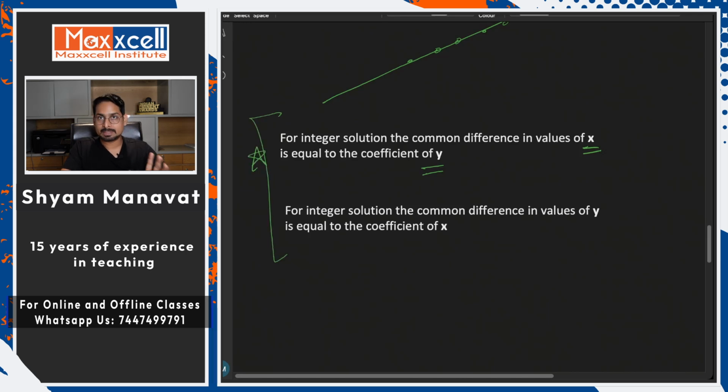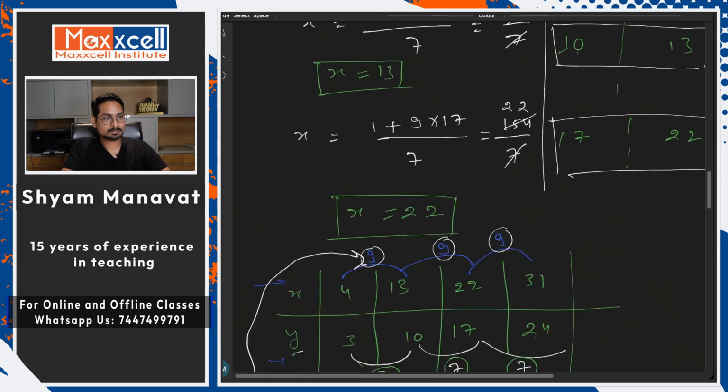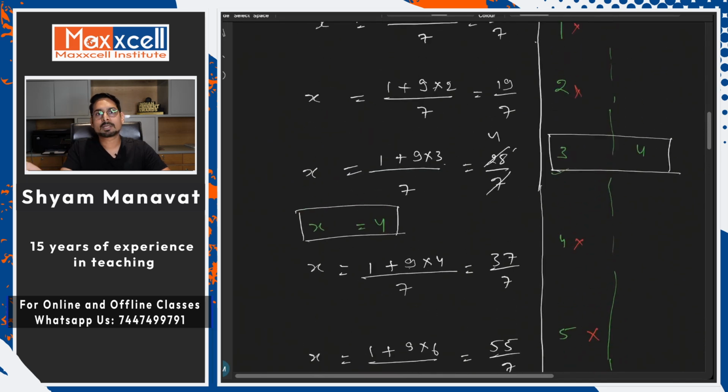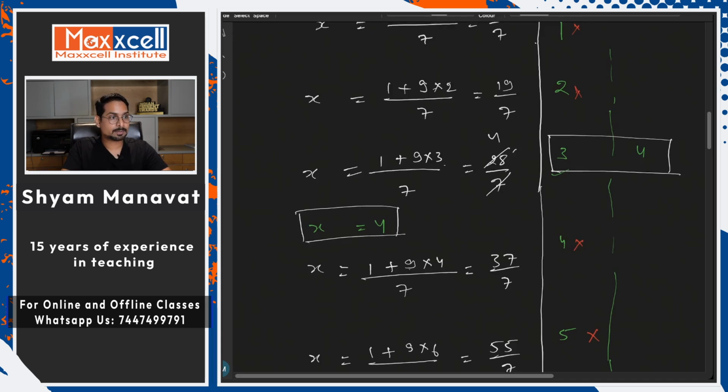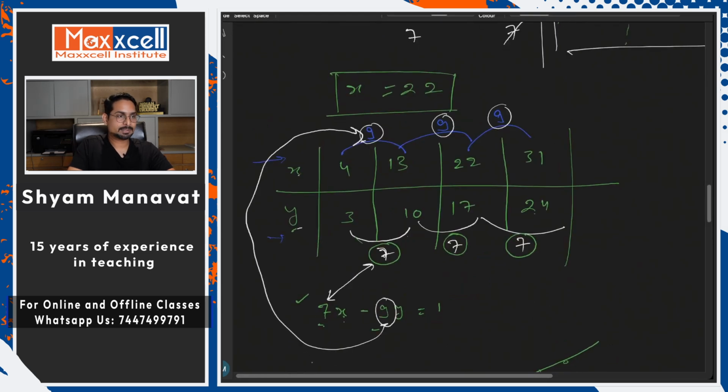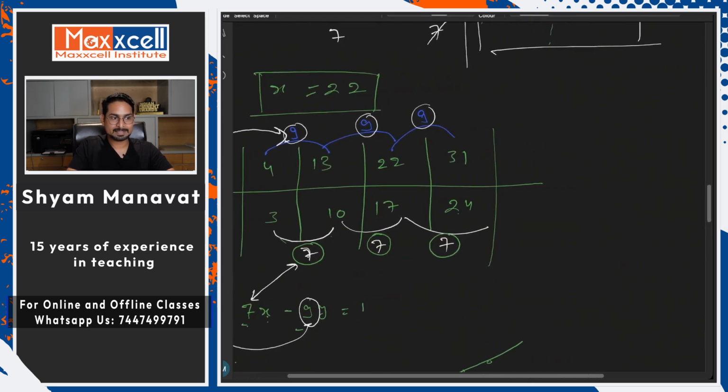If you understand this, you don't have to just do hit and trial. You need to find out the first combination and then you can grow accordingly. You can find the next values accordingly. Let's solve one more question for integer solutions. What should be the next value? 24 plus 7, the next value is 31. Then the next value for y, we need to focus on y because that's the condition.